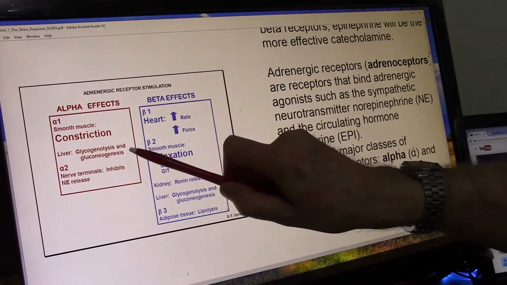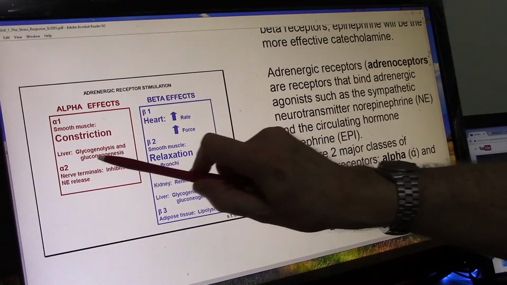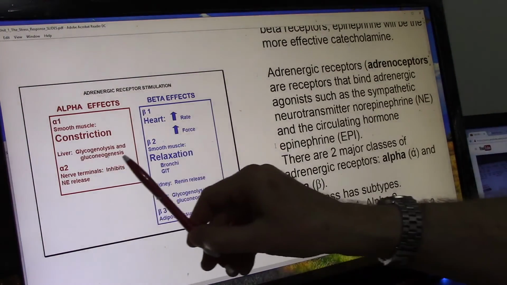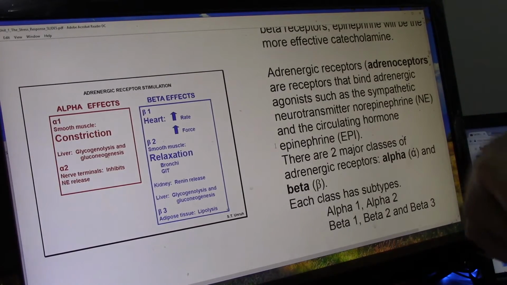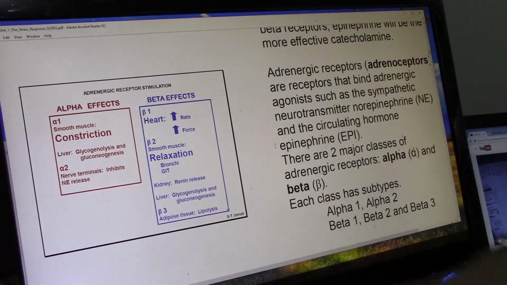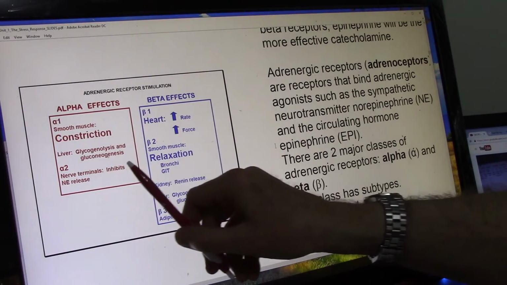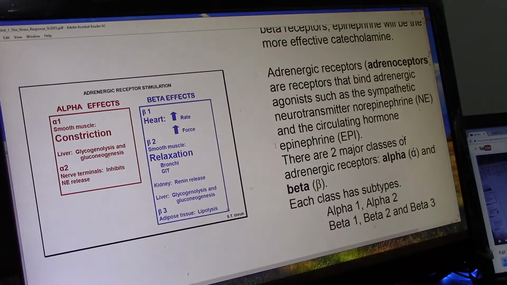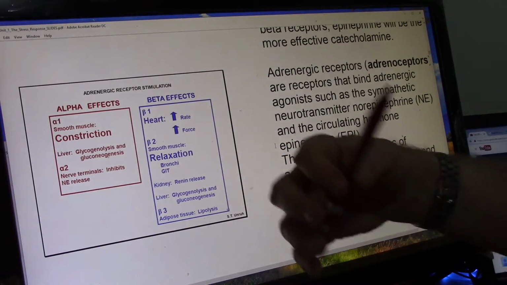Also in the liver, the alpha 1 receptors will stimulate glycogenolysis and gluconeogenesis. Now, glycogenolysis is just the breakdown of glycogen. Glycogen is a sugar that is stored in the liver. And when we stimulate the liver to lyse that or break it down, that's going to release glucose in the bloodstream. And we will also stimulate the liver to make new glucose, gluconeogenesis. So the effect is to create quite a lot of additional glucose in the bloodstream.